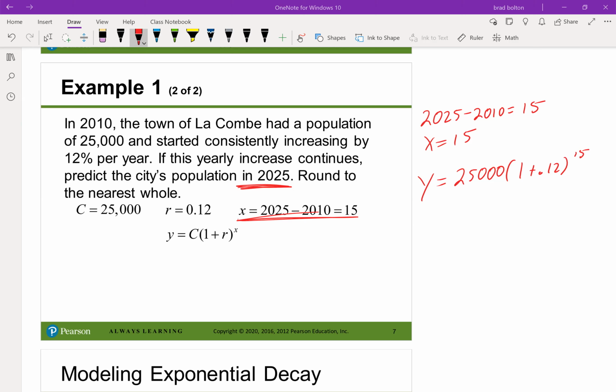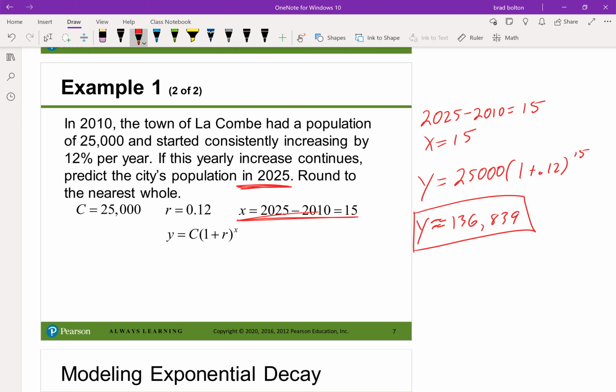We're going to do 25,000 times 1.12 to the power of 15. And we get 136,839.144. But I believe they told us to round to the nearest whole number. So we're going to say y equals approximately 136,839. Okay, so that'll be a good answer. And this is an approximate rounding problem.